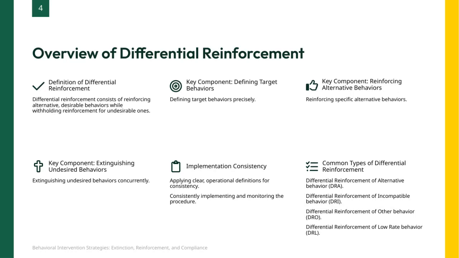Differential reinforcement is a behavior management strategy where we reinforce desirable, alternative behaviors while deliberately withholding reinforcement for undesirable ones. A critical first step is to clearly define the target behaviors. We need precise descriptions so everyone understands exactly what behaviors we want to encourage and which ones to reduce.